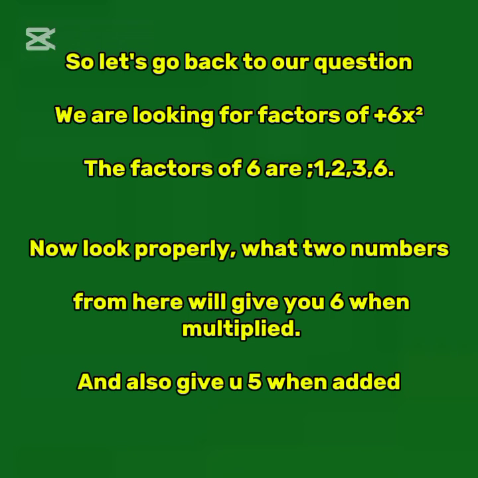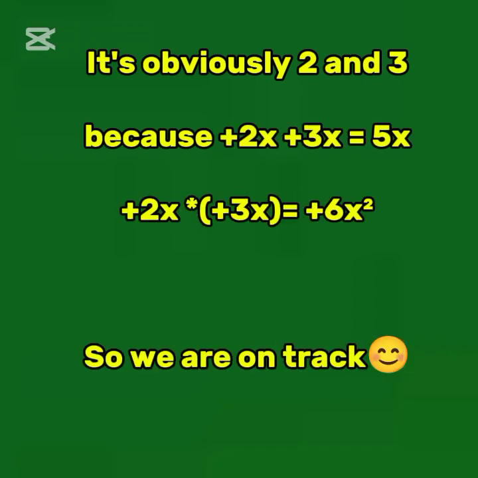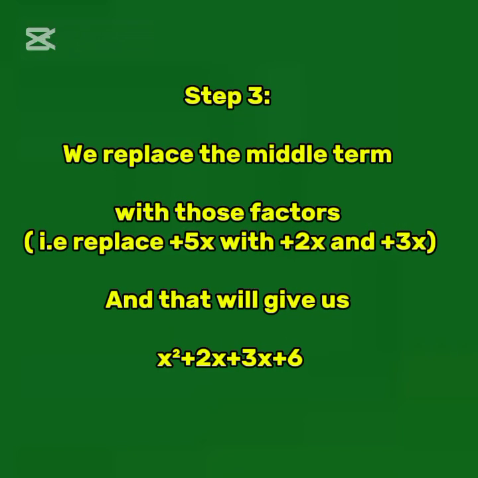If you look properly, there are two numbers that will give you 6 when they are multiplied and give you 5 when added, and those two numbers are obviously 2 and 3, because 2 times 3 will give you 6, and 2 plus 3 will give you 5. So we are right on track. Let us go and replace it. Moving on, we'll go to the next step. We'll replace the middle term with those factors.